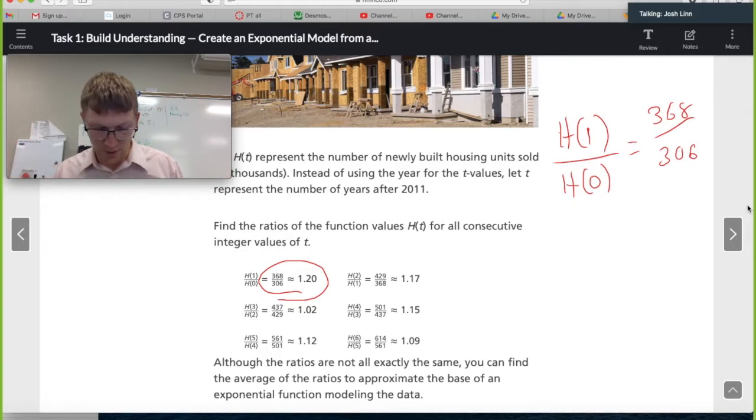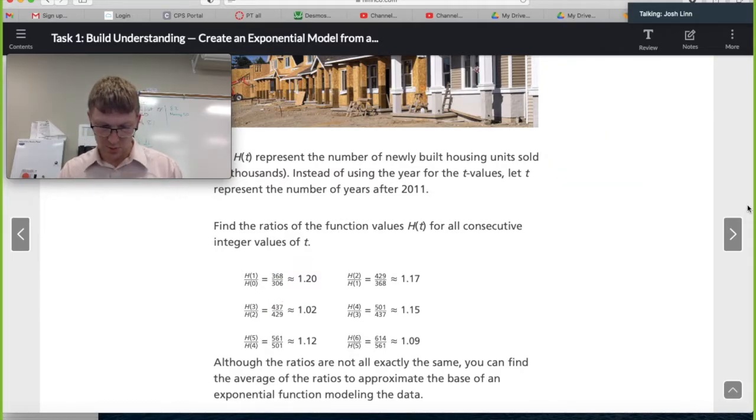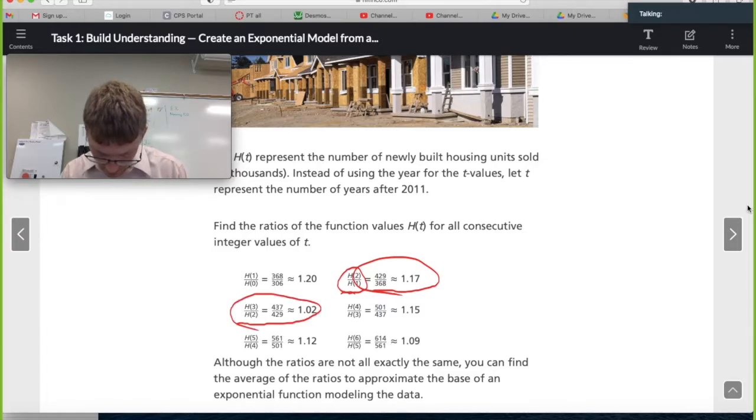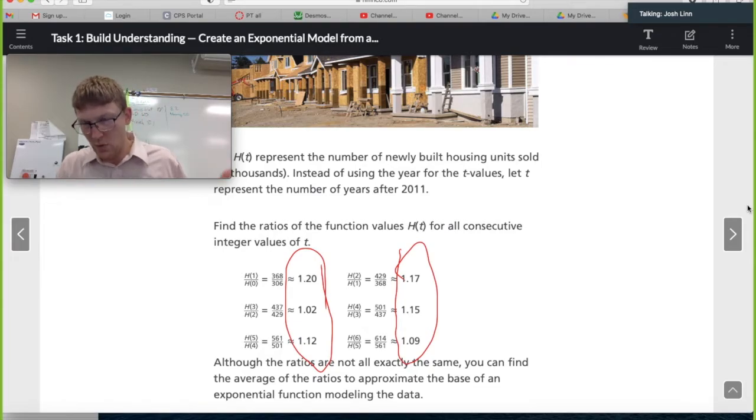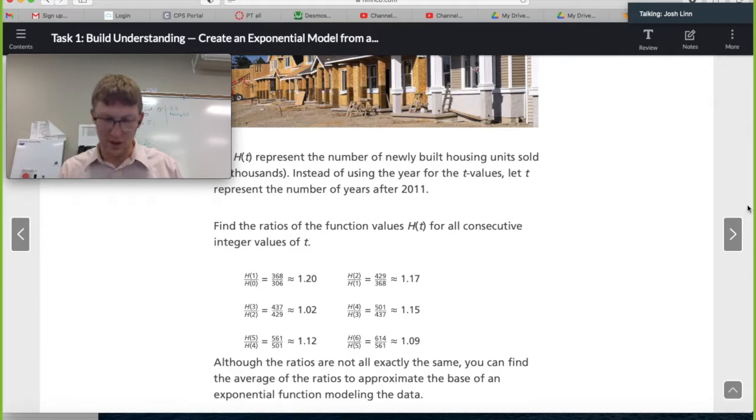We're in the real world, so we should probably do it a couple more times to make sure it's legit, right? So we can do 0 and 1. They did 1 and 2. Again, they got this number. They did 3 and 2, 4 and 3, 5 and 4, 6 and 5. But wait a minute. If this is a real exponential growth function, why aren't all of these numbers the same? Well, again, we're in the real world, and to be completely honest, the price of these homes is not dependent on a formula. It's dependent on market values and stuff like that. So they're not the same, but they're kind of close, right?